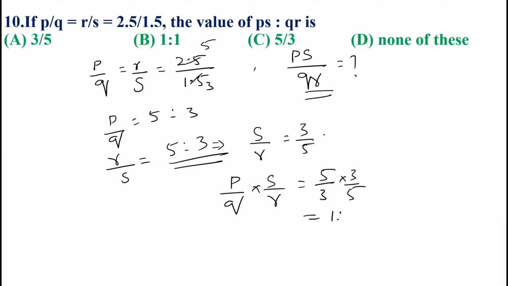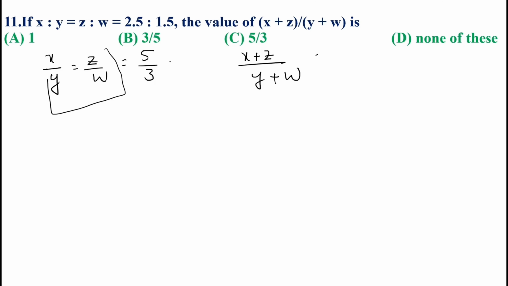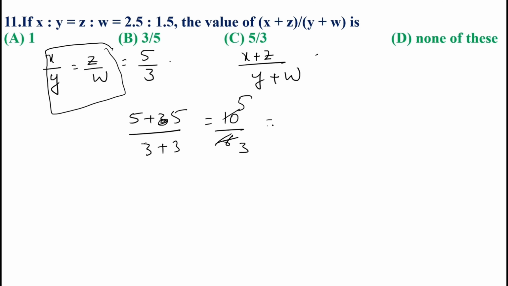Means 1 is to 1. They have given X by Y is equal to Z by W, that is equal to 2.5 by 1.5, means 5 by 3. Then the value of (X plus Z) by (Y plus W) I need to calculate. Sum of antecedents, sum of consequents. Directly we can take X as 5, Z as 5, Y as 3, W as 3. So 10 by 6. That is 2 5s are, 2 3s are. So the answer is 5 by 3. So the option is option C.